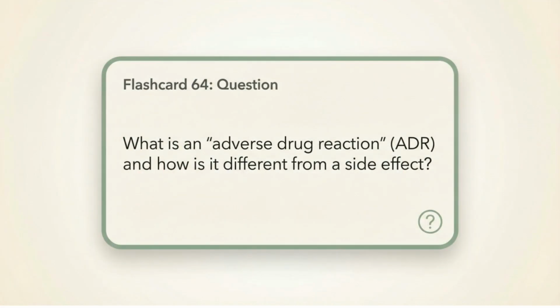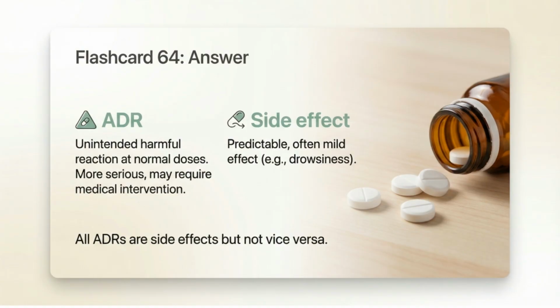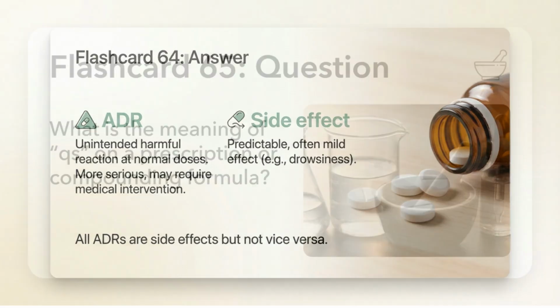Flashcard 64 asks, what is an adverse drug reaction, ADR, and how is it different from a side effect? An ADR is an unintended harmful reaction at normal doses that is usually serious and may require medical intervention. A side effect is a predictable, often mild effect like drowsiness. All ADRs are side effects, but not vice versa.